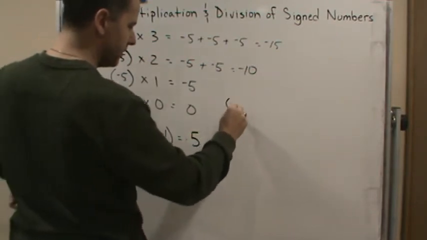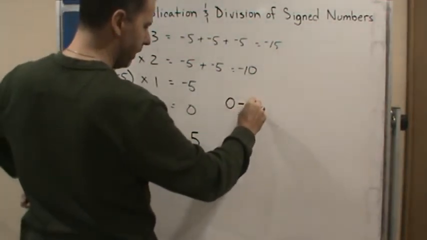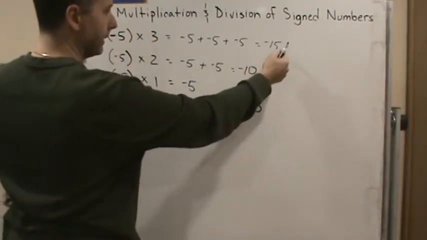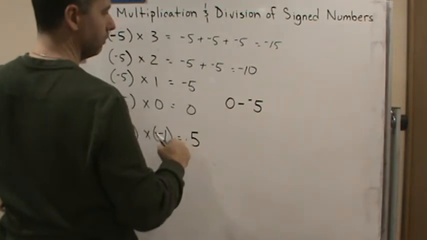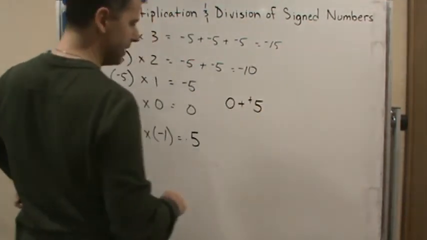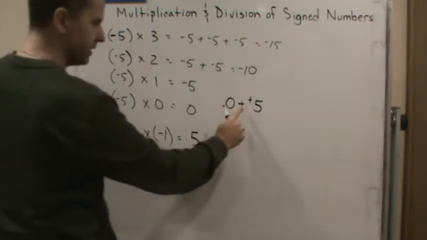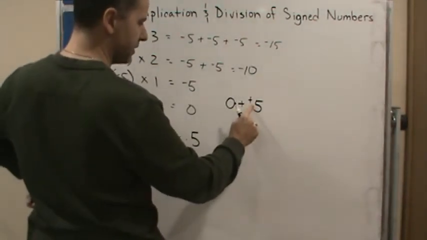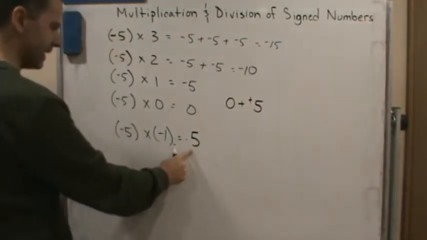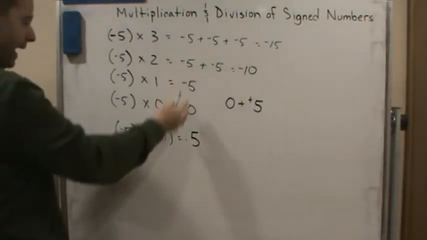Because think about it. 0 minus a -5, we keep subtracting -5. Well, that's the same as adding a +5, right? If we change the sign to positive and then change the sign of the second number, the number following it, then we get 5. So it makes sense that this should be 5 based on our pattern.